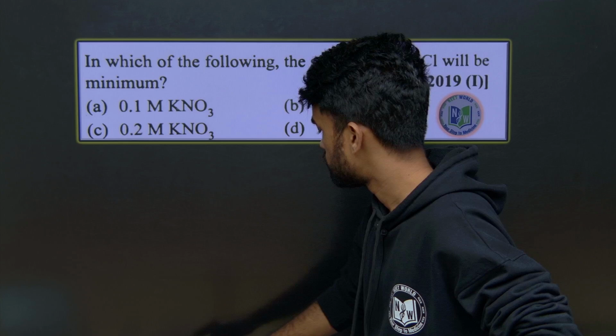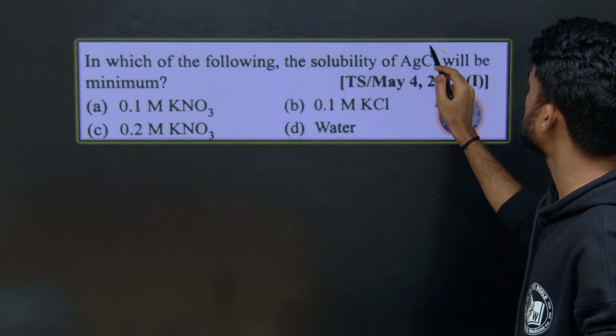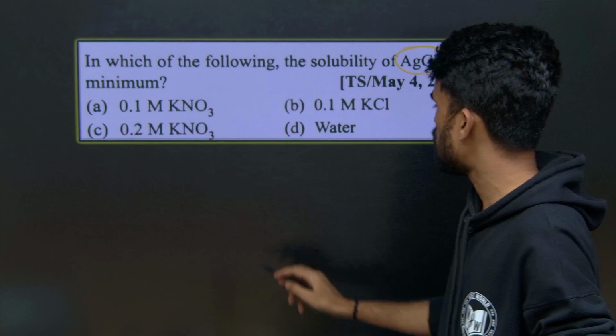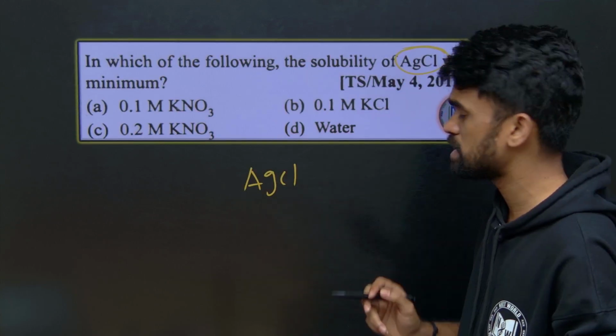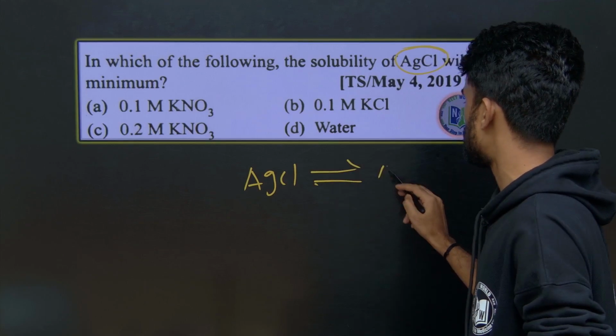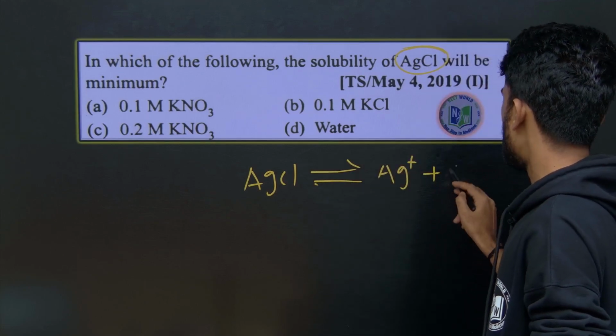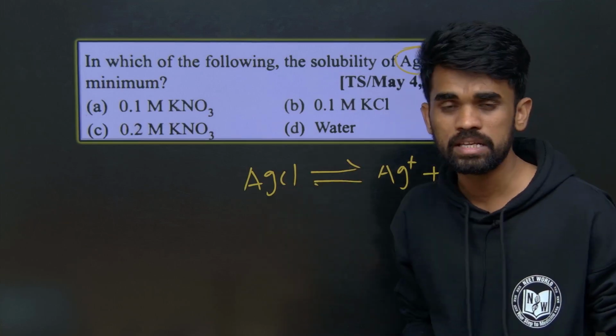Here, in which of the following will the solubility of AgCl be minimum? Always remember, I told you AgCl is a covalent salt, a sparingly soluble salt. It will dissociate to some extent, I mean it is soluble to some extent, and there exists some equilibrium between the dissociated ions and the undissociated substance, right?